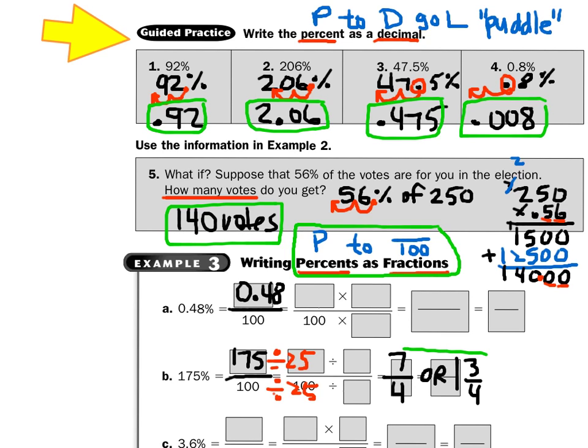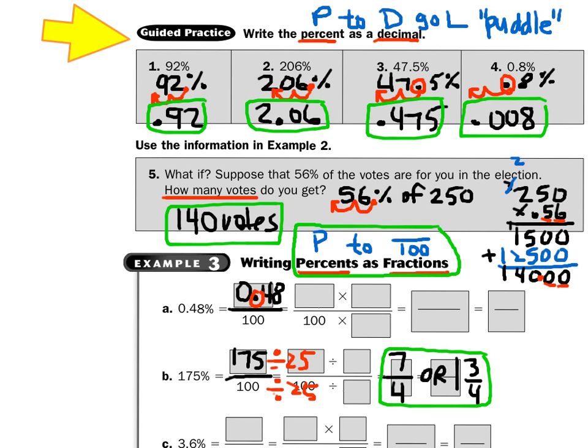Now let's look at A. That's a little bit trickier because of the number they gave us. Take a look at A. They gave us 0.48%. So I put the 0.48 on top over 100. Now don't worry about that decimal on top. We don't ignore it. We have to do something with it. So see how it's 0.48 in the numerator? We want to make it look like a whole complete number.